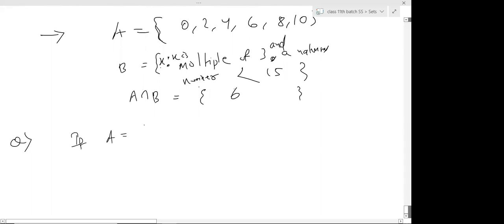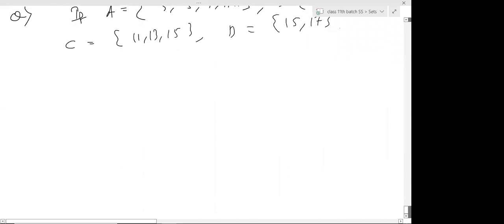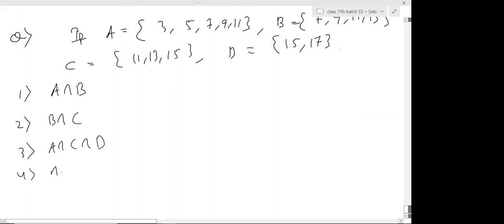If A equals 3, 5, 7, 9, 11, B equals 7, 9, 11, and 13, C equals 11, 13, and 15, and D equals 15 and 17, then you have to write A intersection B, B intersection C, A intersection C intersection D, A intersection C, B intersection D, A intersection B union C, and seventh, A intersection D.